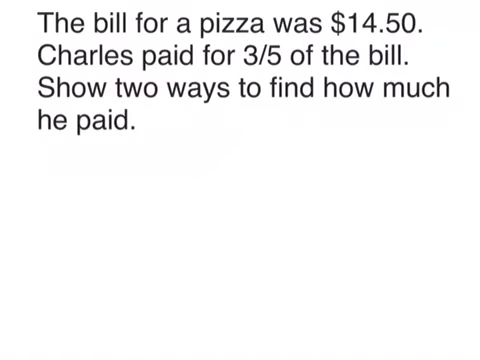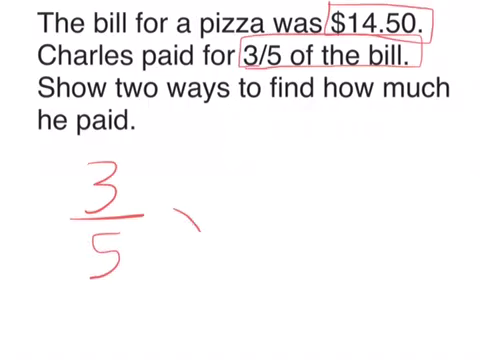So here's an example. The bill for a pizza was $14.50. Charles paid for 3/5 of the bill. So we are going to show two ways to find out how much Charles paid. To figure out what the math is we need to do, the key is right here, right? Charles paid 3/5 of the bill. So we are trying to find out what 3/5 of 14.50 is. 3/5 of 14.50. Well, the way we're going to find that out is by doing multiplication.